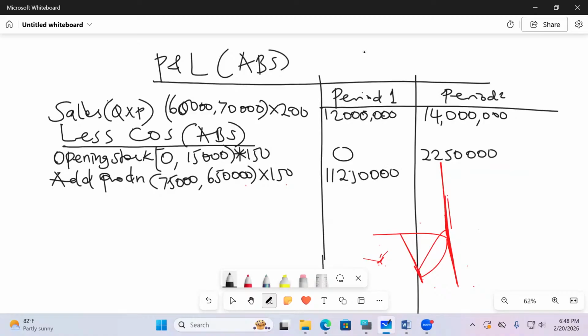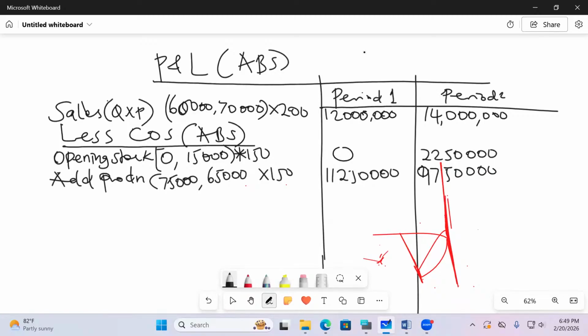And then we have 65. Actually, this is 65, right? Sorry for that. This is supposed to be 65,000. Which will end up giving me what figure here, ladies and gentlemen? 97,50,000, like that.